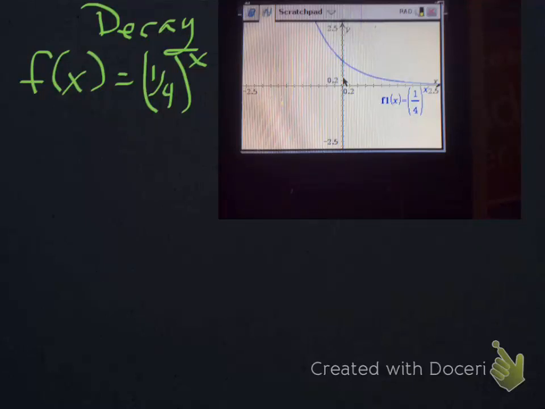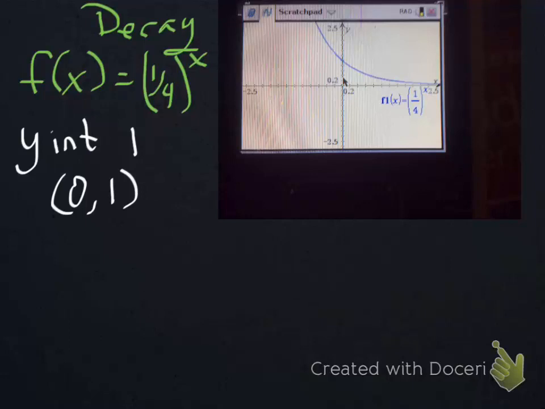So, where does it cross the y-axis? At 1. So that hasn't changed. The y-intercept is still 1, or (0, 1) if it's listed as a point.